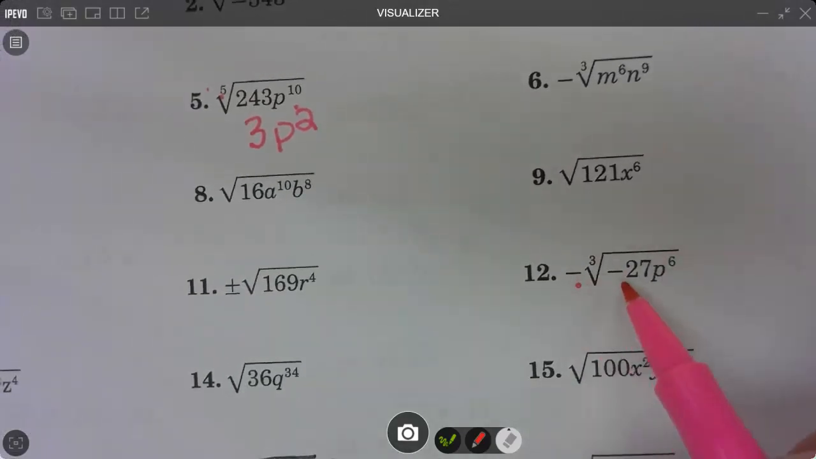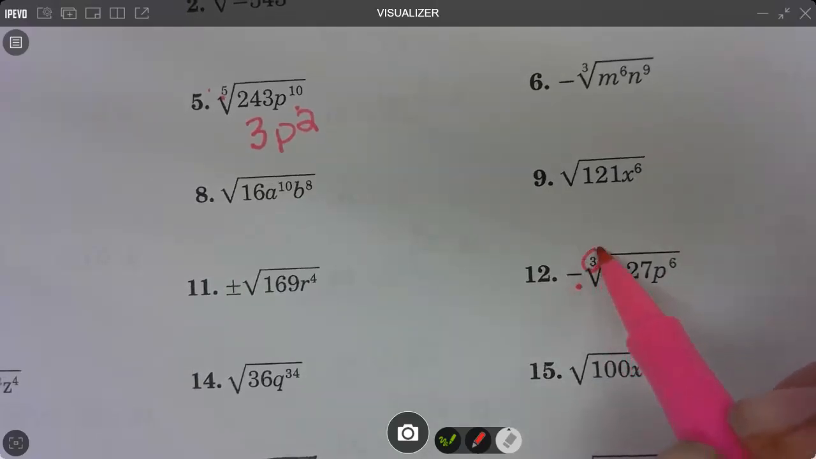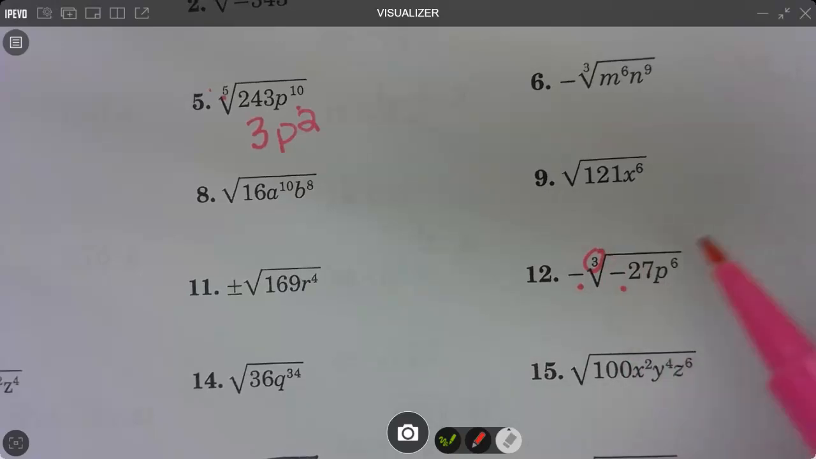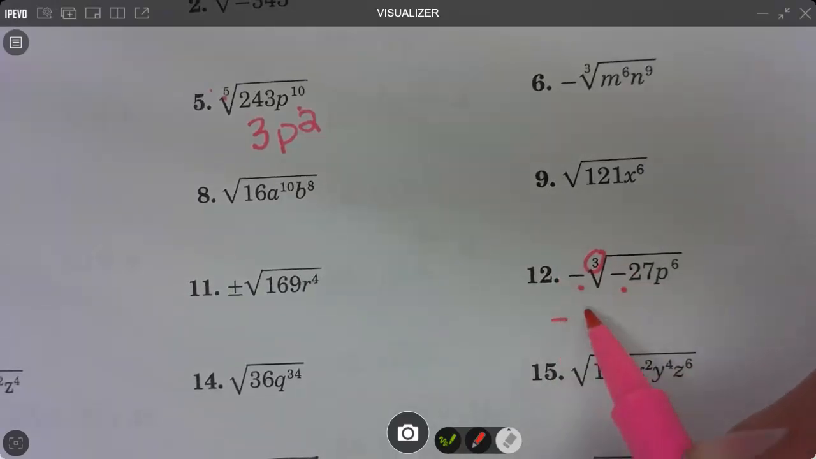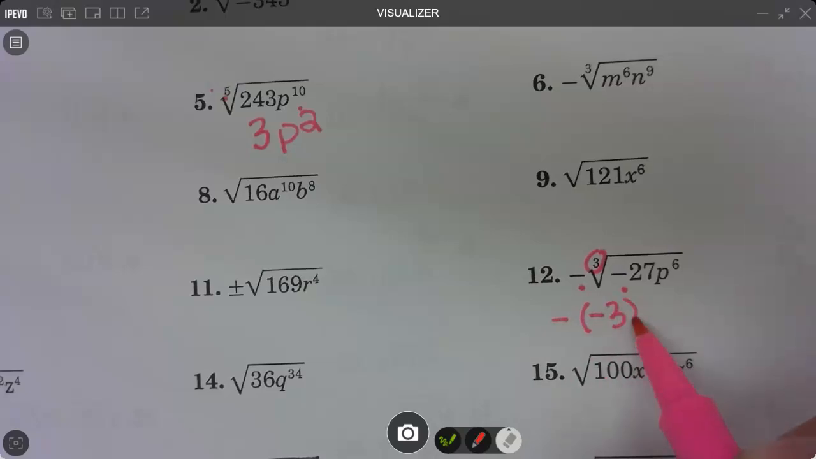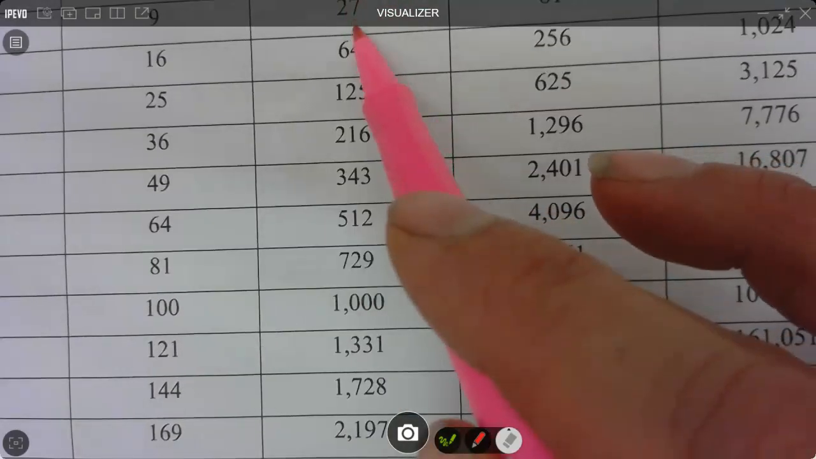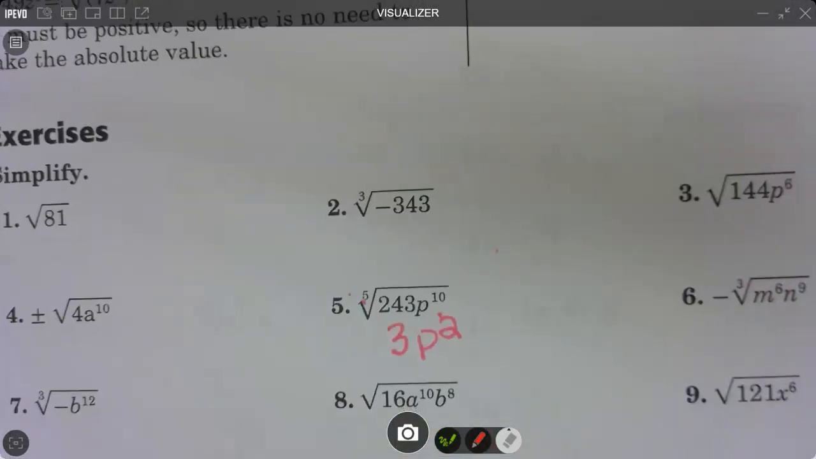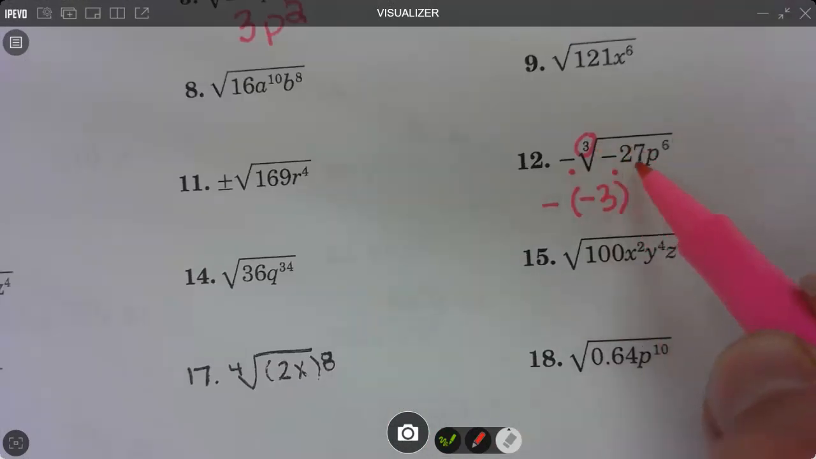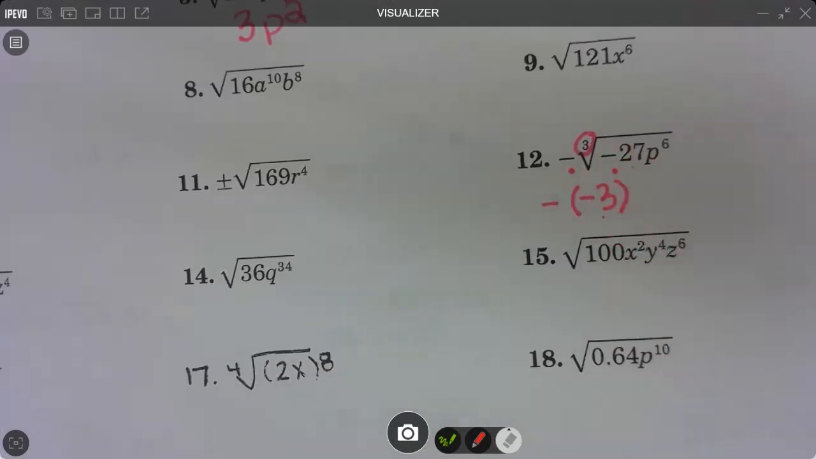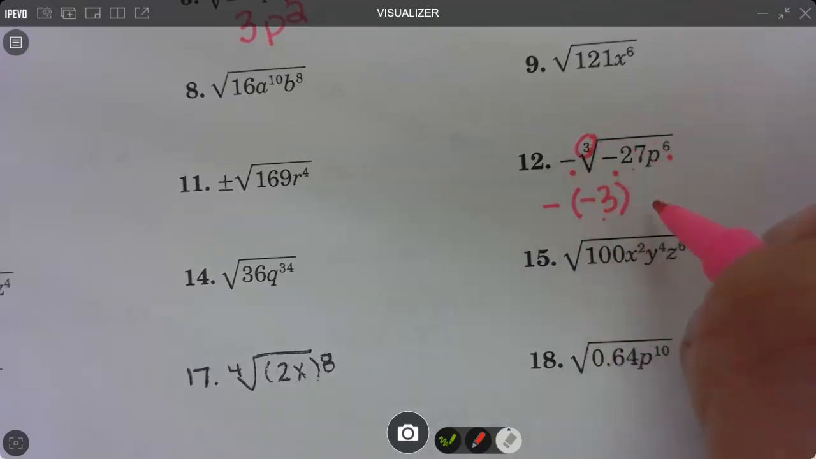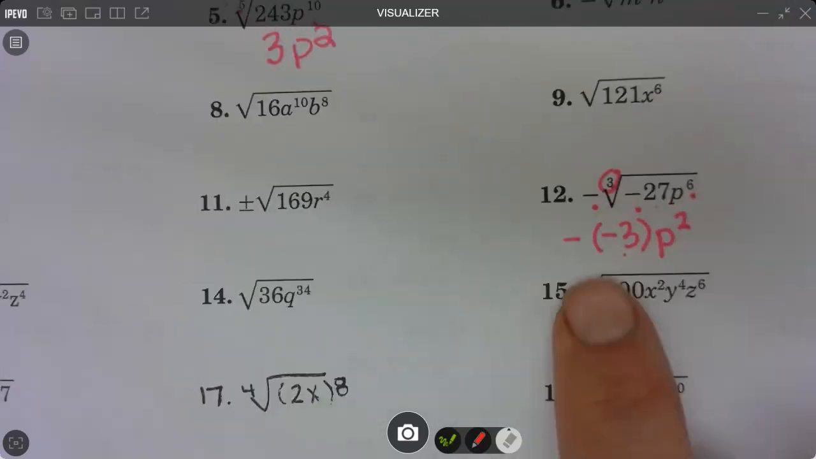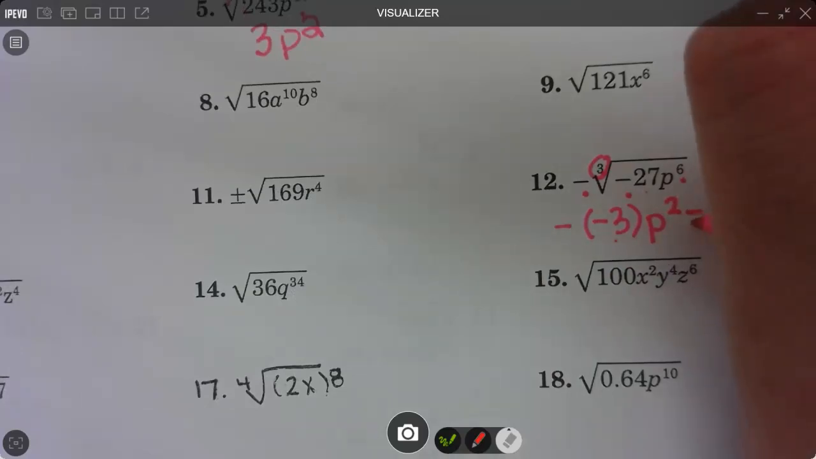A negative outside and a negative inside don't cancel. As long as this is odd, the negatives stay. So this becomes negative, -3. Because again, if you go to the cubics, 27 is 3. So the cube root of -27 is -3. 6 divided by 3 is 2. 2 negatives make a positive.